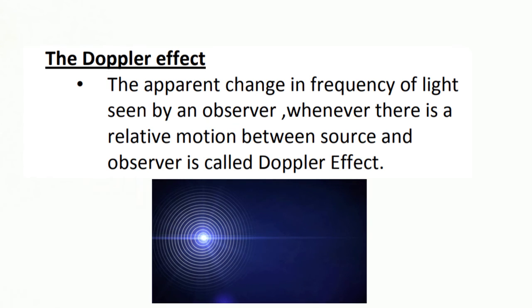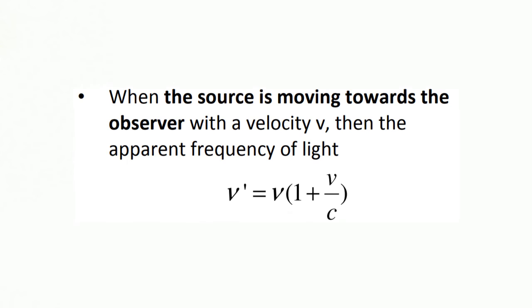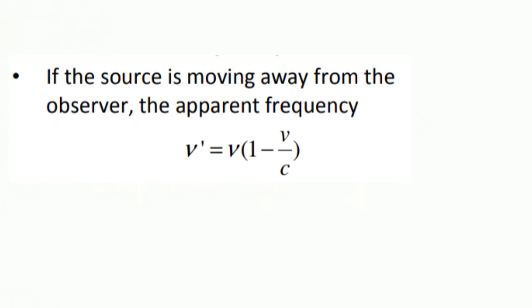The Doppler effect. The apparent change in frequency of light seen by an observer when there is a relative motion between source and observer is called the Doppler effect. When the source is moving towards the observer with a velocity v, then the apparent frequency of light is v dash equal to v into 1 plus v divided by c. If the source is moving away from the observer, the apparent frequency v dash is equal to v into 1 minus v divided by c.